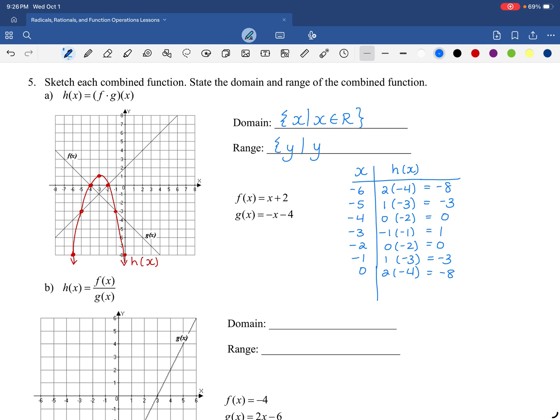y is such that y is less than or equal to 1. y is an element of the reals. And again, you can also be using your interval notation instead of your set notation. Okay, perfect. Okay, let's take a peek at this one.